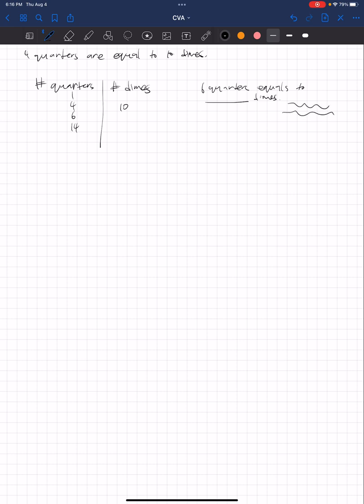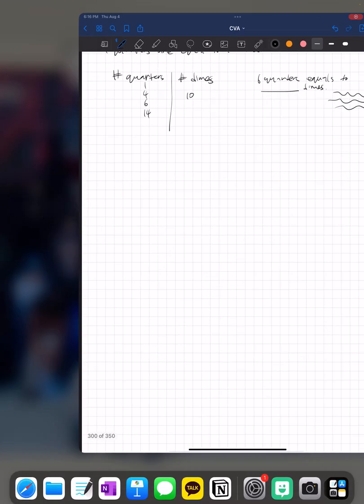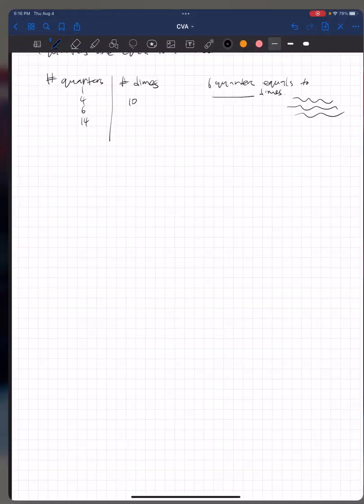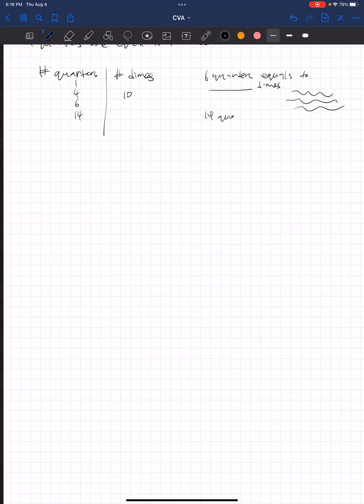You show your work and how you got that answer. It is very important for you to show your work, including in your lessons as well. Make sure to show your work on your lesson on how you got the answer, because that is how I know that you understand the concept. The next thing is how many dimes equal the value of 14 quarters. So you can say 14 quarters equals however many dimes, and then show your work right here.